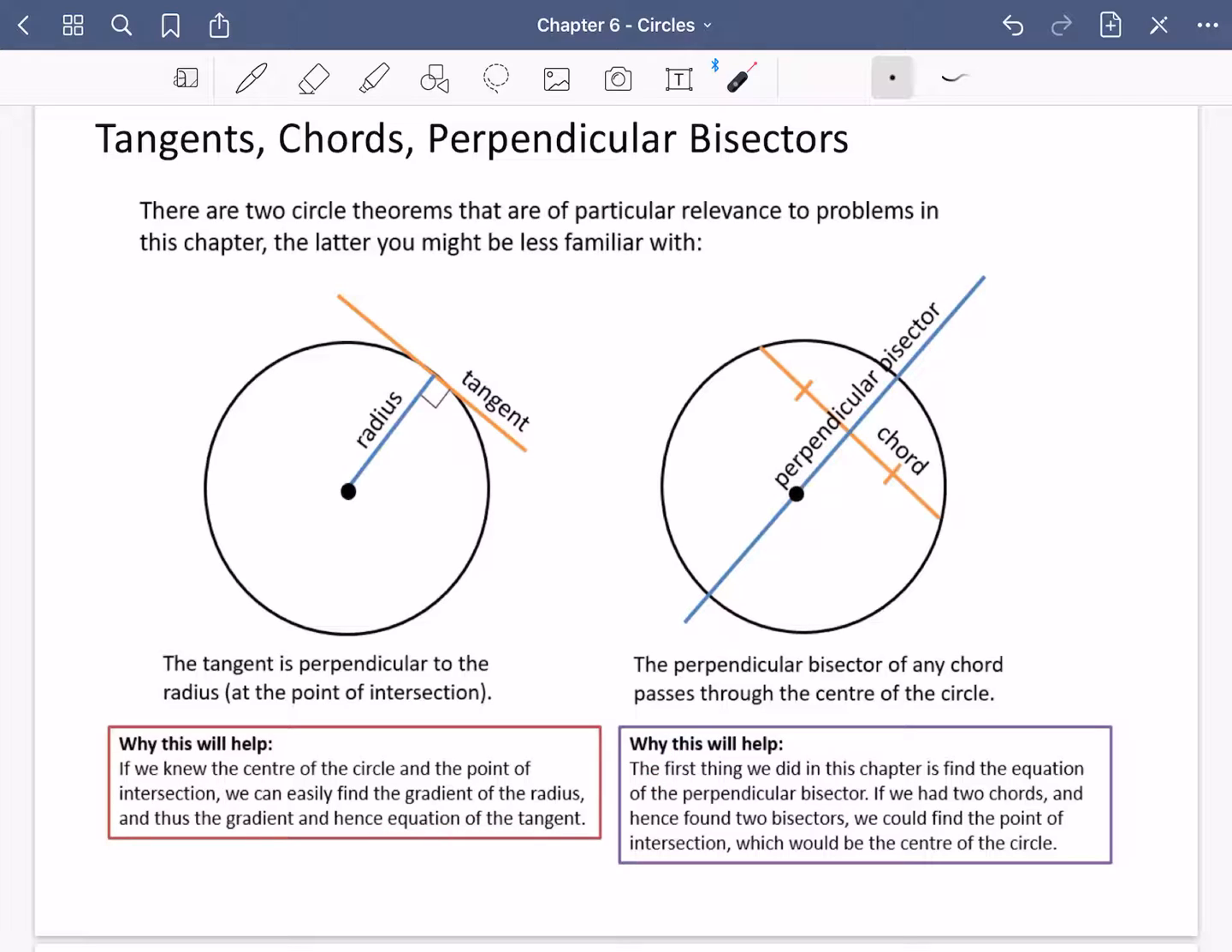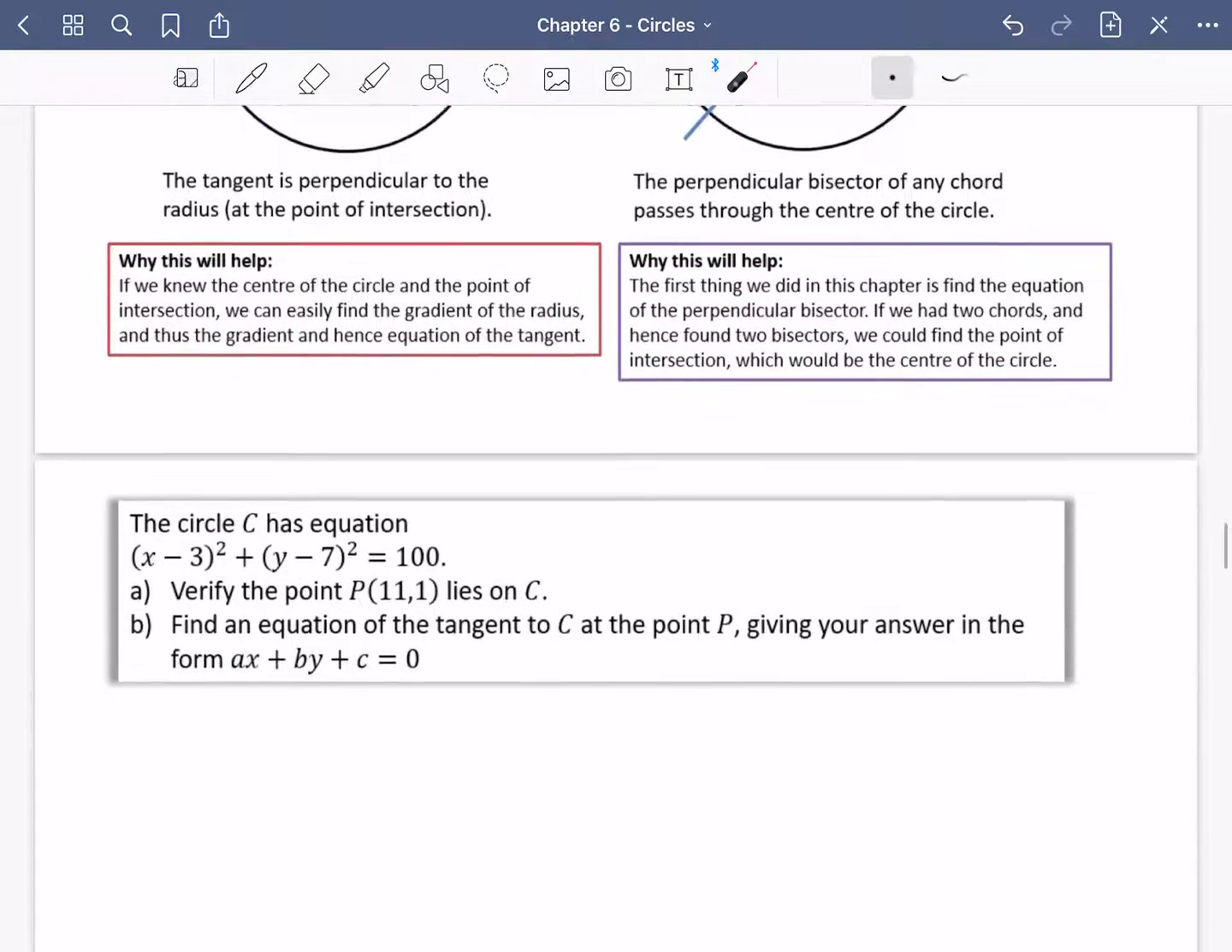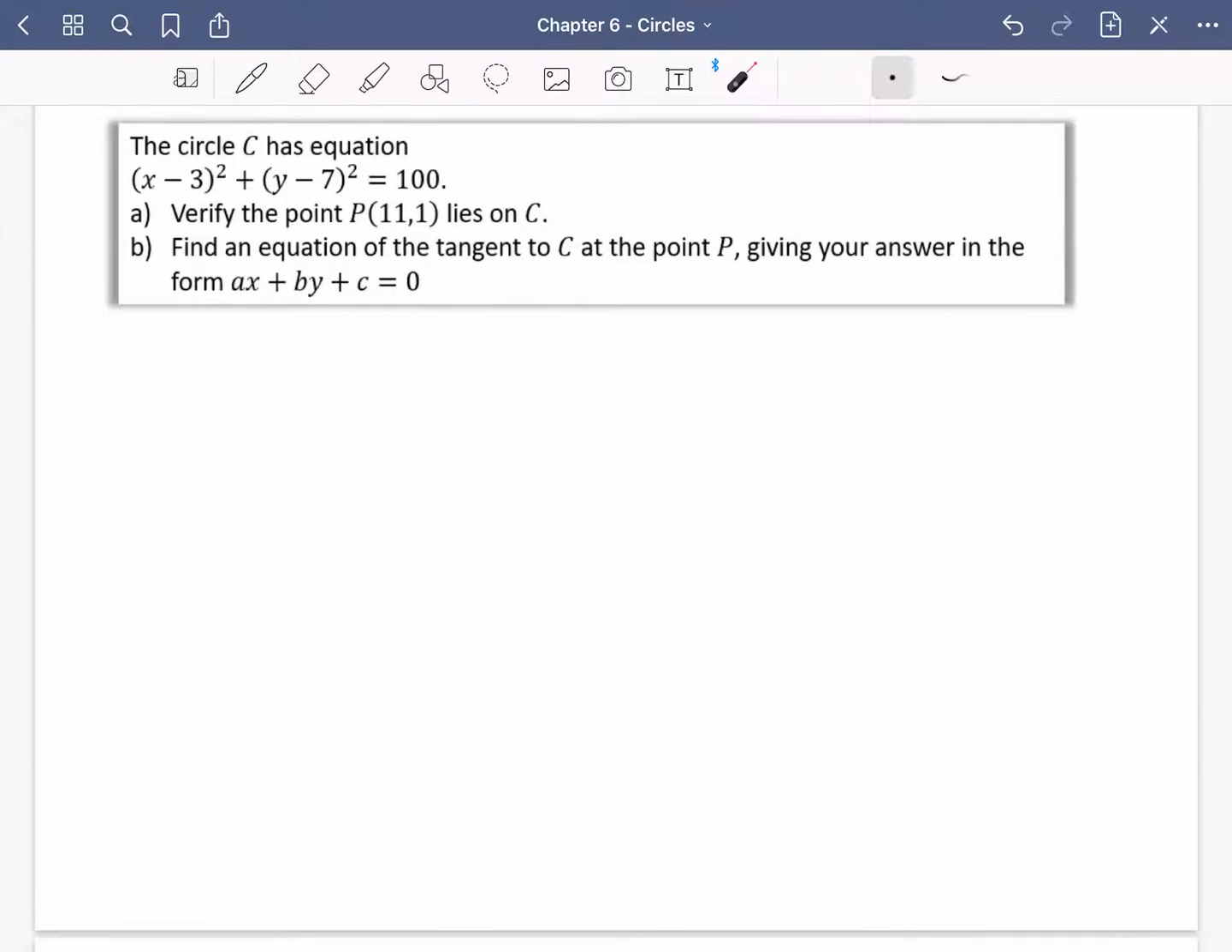This one that I've got here, I'm going to come back to it in a second when we go through some examples that use it. These next two examples are going to be focusing on the fact that the radius and the tangent are perpendicular to each other. So we're just going to use this straight into a question.